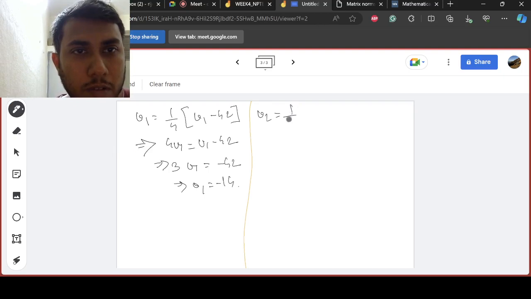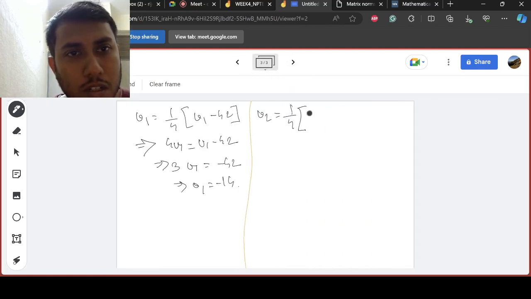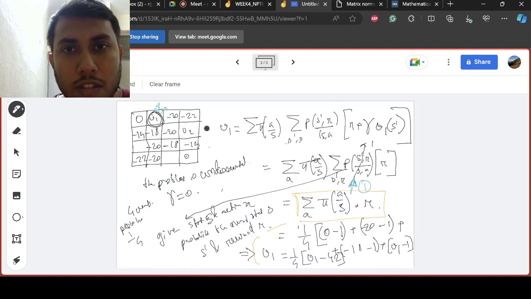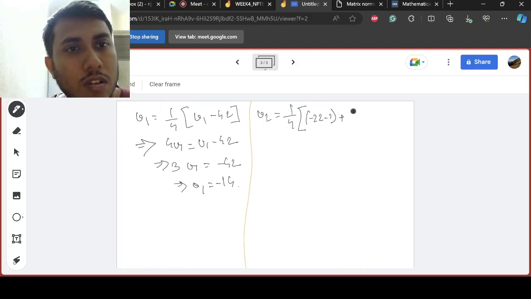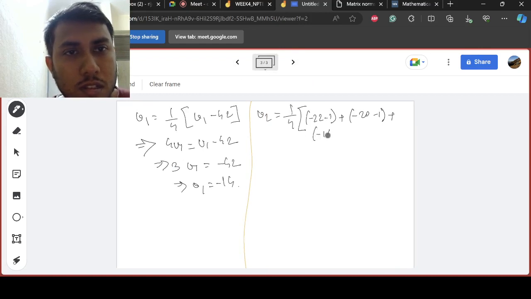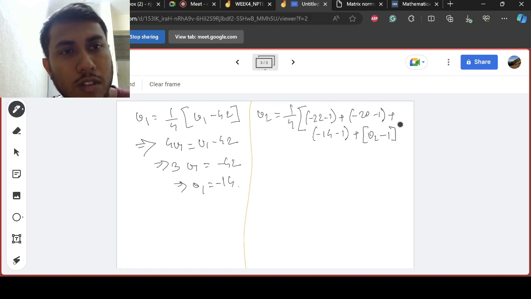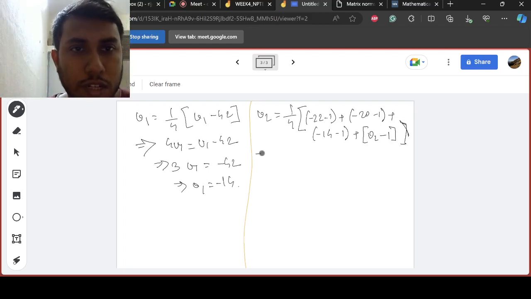V2 is equal to 1 by 4. Let's add all of them up. V2 is equal to 1 by 4 (minus 22 minus 1, plus minus 20 minus 1, plus minus 14 minus 1, plus V2 minus 1), because the state transition if it goes to the right will come back to the same state. So let's solve it.